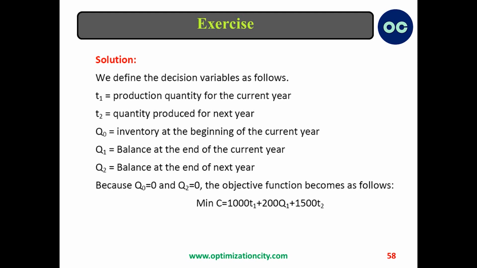T1 is the production quantity for the current year. T2 is the quantity produced for next year. Q0 is the inventory at the beginning of the current year. Q1 is the balance at the end of the current year, and Q2 is the balance at the end of the next year. Since Q0 is 0 and the company wants to have no inventory at the end of the second year, Q2 is also 0. Therefore, the objective function becomes as follows. We are going to minimize this objective function.